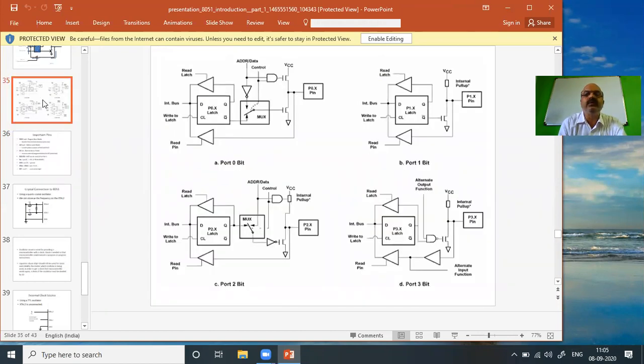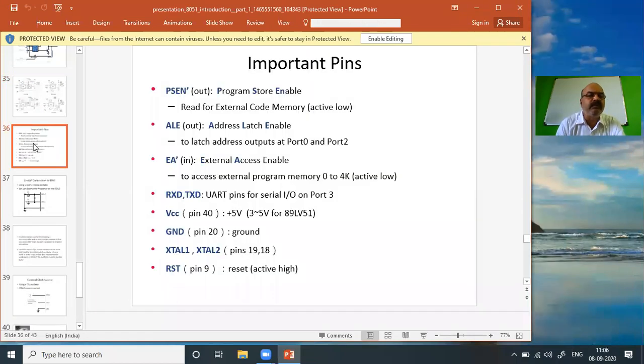So in the last period, we have discussed these 4 ports, that is port 0, port 1, port 2 and port 3. We have discussed it in details. Now these are the important pins of the 8051 microcontroller. We know that 32 pins are used for ports and remaining 8 pins. What are those 8 pins? That we can see here in front of you.